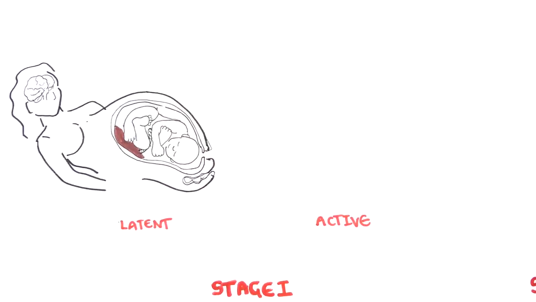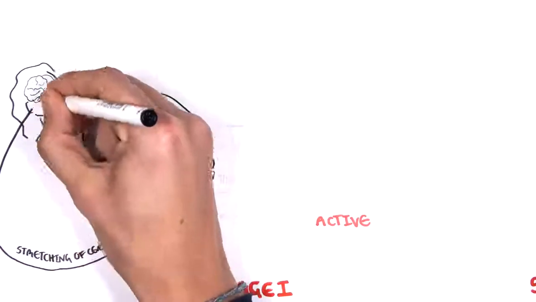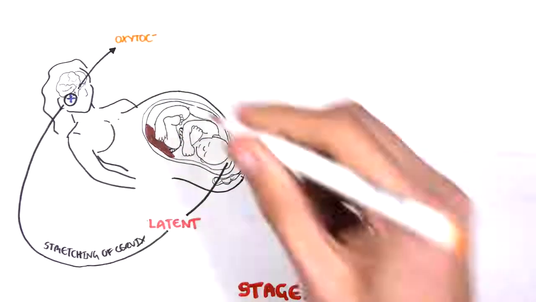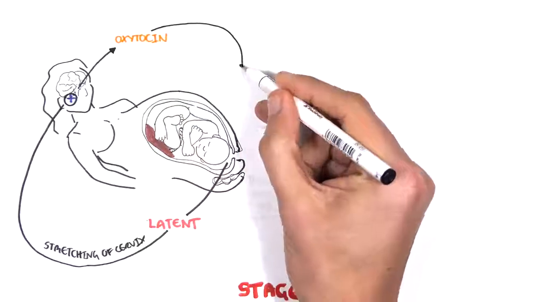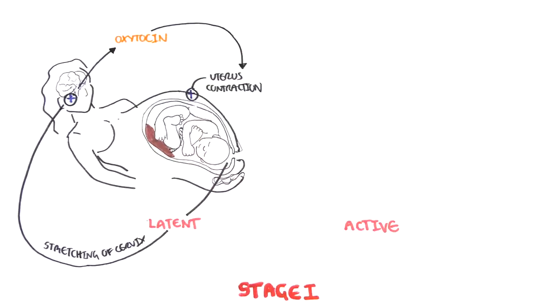So when labor begins, the cervix is being stretched by the baby due to release of certain factors. The stretching of the cervix will send signals to the brain. It will send signals to the hypothalamus and the posterior pituitary gland to release a hormone called oxytocin. Oxytocin will travel to the uterus via the blood and start stimulating uterine contractions.